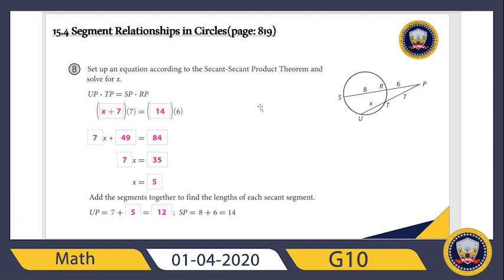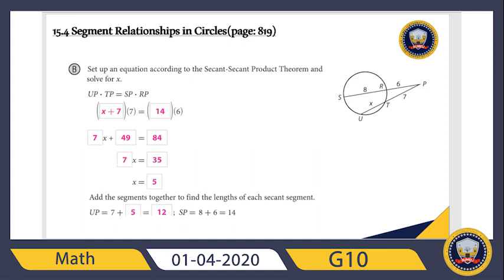You simplify the equations, very easy. So this simplifies to 7x equals 35, divide by 7, then this is 5 as x. Now, the length of my secants: this is already given to be 14, and the length of UP is 5 plus 7, which is 12. Very easy.